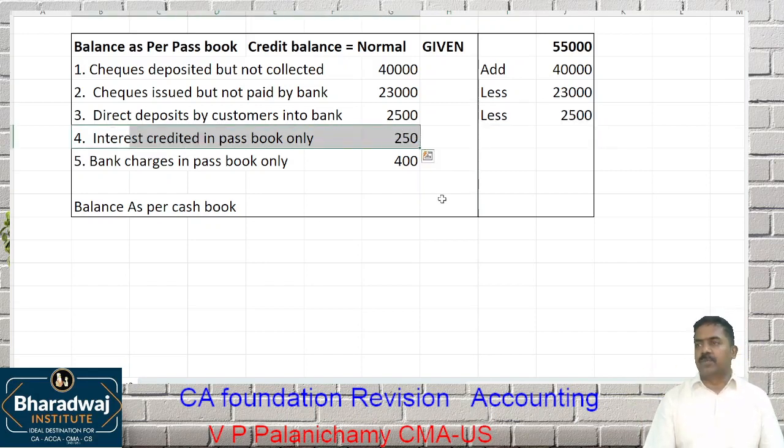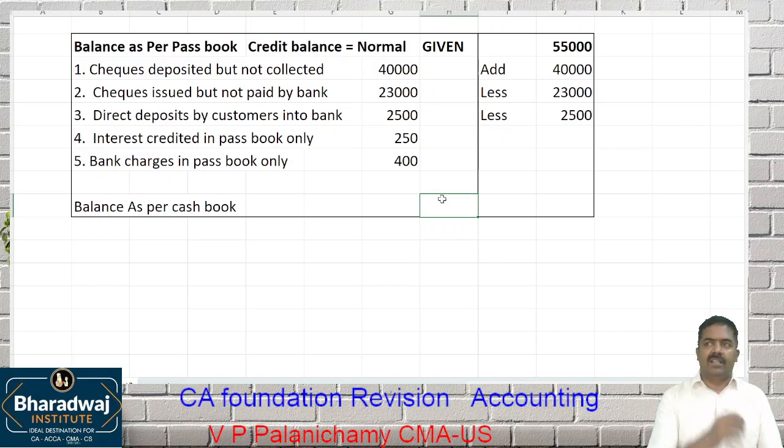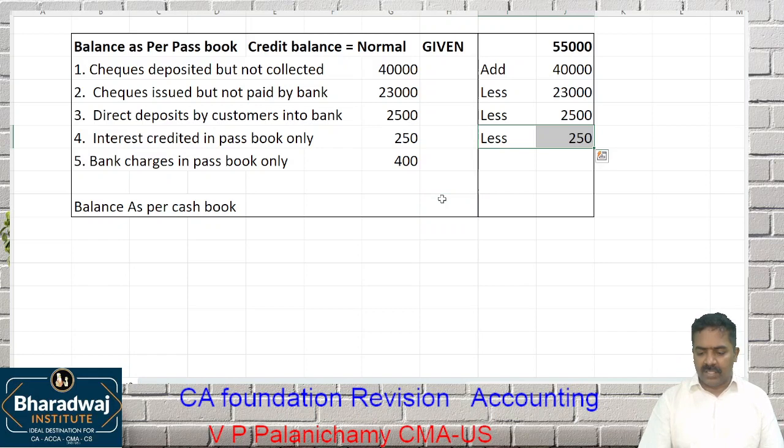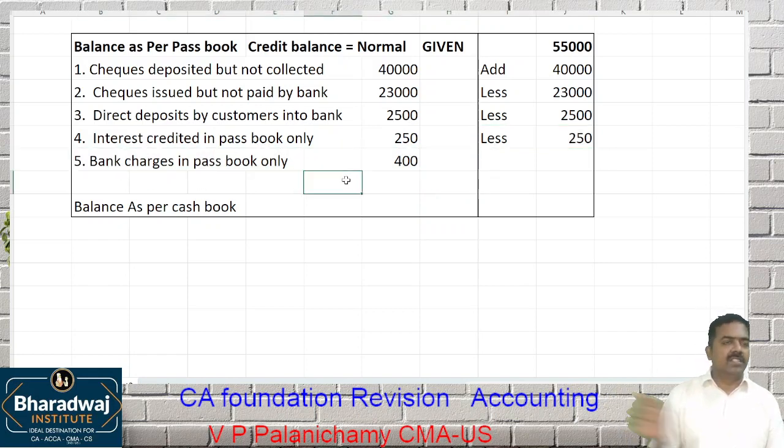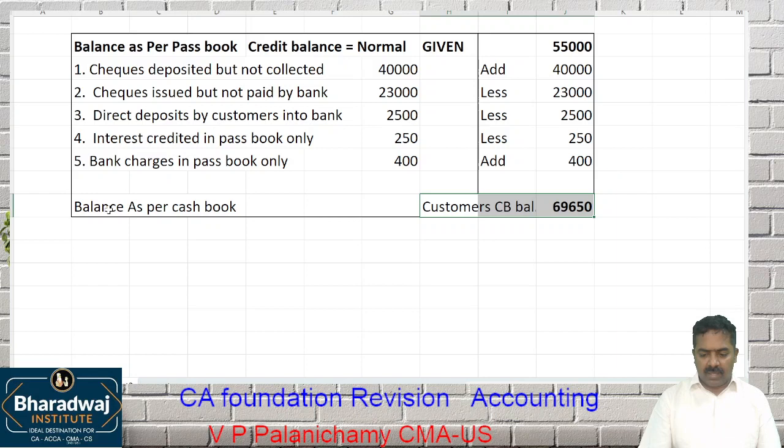Interest credited in passbook only. We have added the interest in passbook only. Whether the customer has added this? No. Adjust according to him. Minus. Bank charges we recorded in passbook only. We charged in passbook, we deducted. Whether the customer has deducted the charges? No. Add back. So you will get balance as per customer's record.